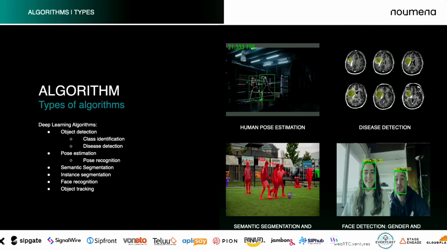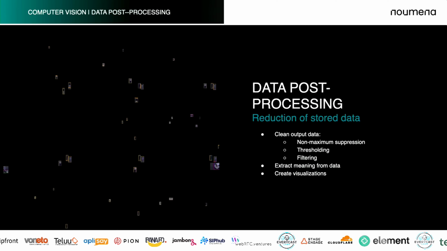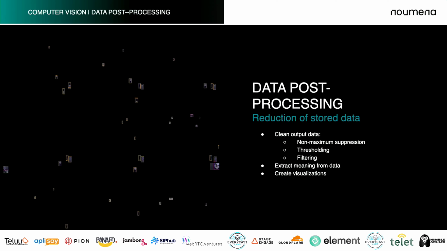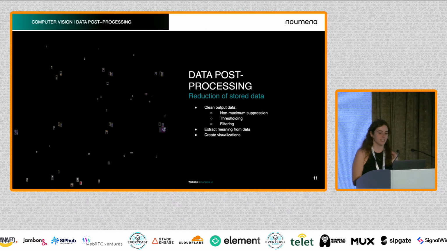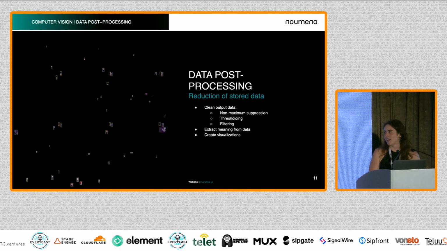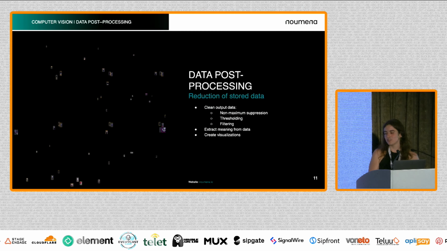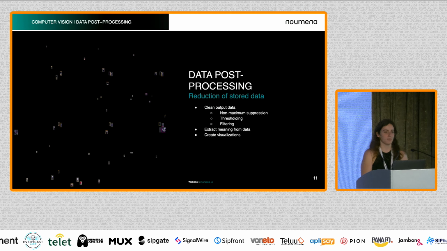Okay. And now that you have the algorithm and you have detailed everything else, you can do the postprocessing of the data. In this step, you check if the data has some redundancy, then you suppress it. You can do some thresholding, filter your data, and do all sorts of things. Then, of course, you can do the extraction of the meaning of the data, which depends on the algorithm that you implemented.